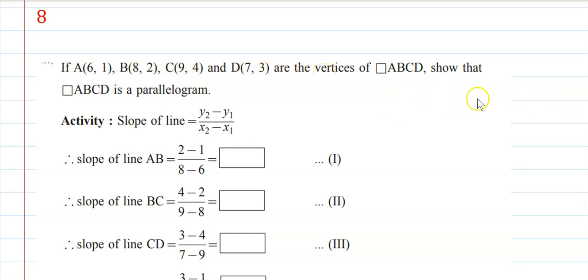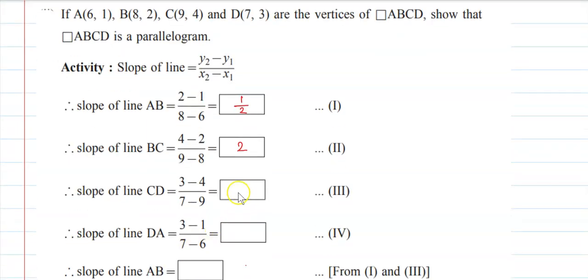Now the next activity: if A(6,1), B(8,2), C(9,4), D(7,3) are the vertices of quadrilateral ABCD, show that quadrilateral ABCD is a parallelogram. 2 minus 1, you will get 1. 8 minus 6, 2. Next, slope of line BC: 4 minus 2, you will get 2, so 2 upon 1. Slope of CD: minus 1 upon minus 2 means 1 upon 2. Next, slope of DA: 3 minus 1 is 2, 7 minus 6 is 1, therefore it is 2.